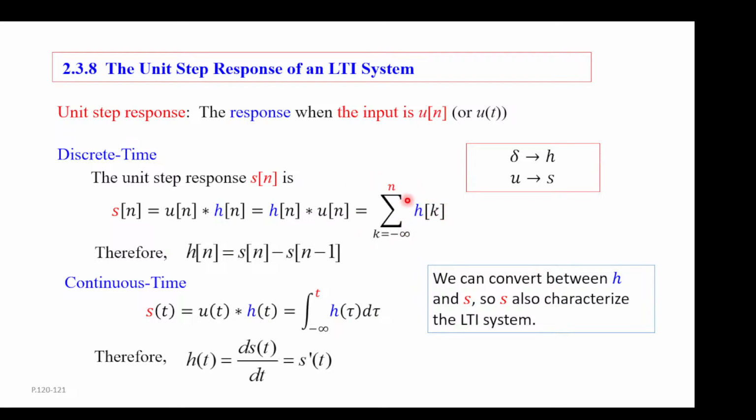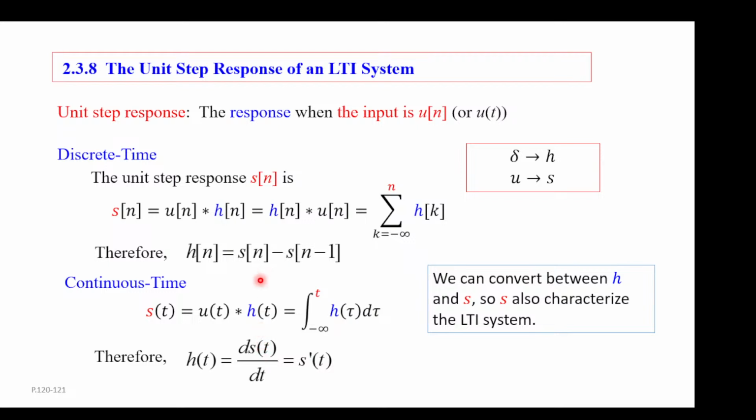And that accumulation has an inverse. The more interesting thing is this one: h can also be expressed by s. So you can express h of n as s of n minus s of n minus 1. Similarly, when you go to continuous time, the summation becomes an integral and the difference becomes a derivative. So h of t equals ds dt.